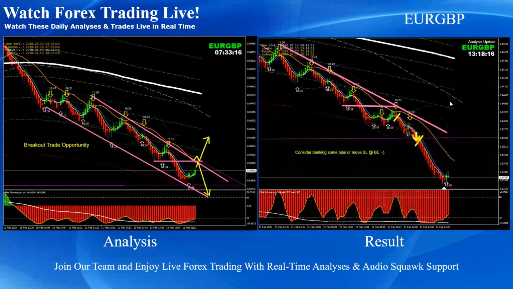Euro pound, pretty straightforward as mentioned on the analysis. As you can see, price nicely hit the resistance, and we took a short trade and banked some profit. And along the way, as long as price developed pullbacks and broke the previous low, we announced the rest of the trades through live audio commentary. We can see today we have seen very strong bearish momentum on euro. As you can see, beautiful pullback short trades on euro pound.